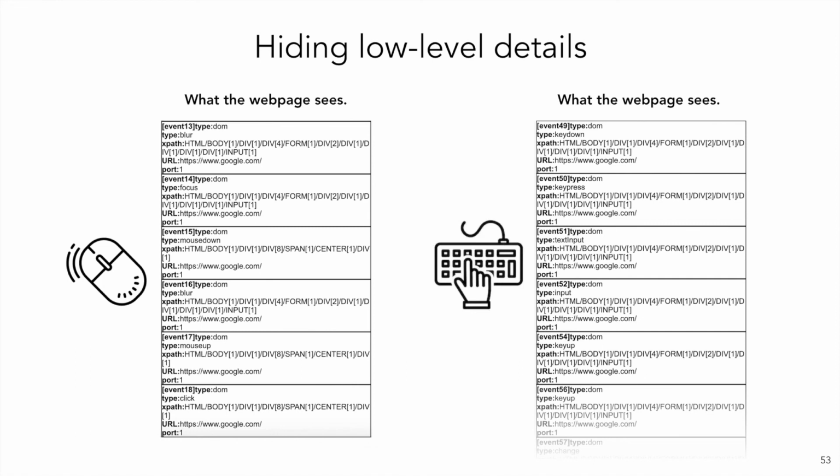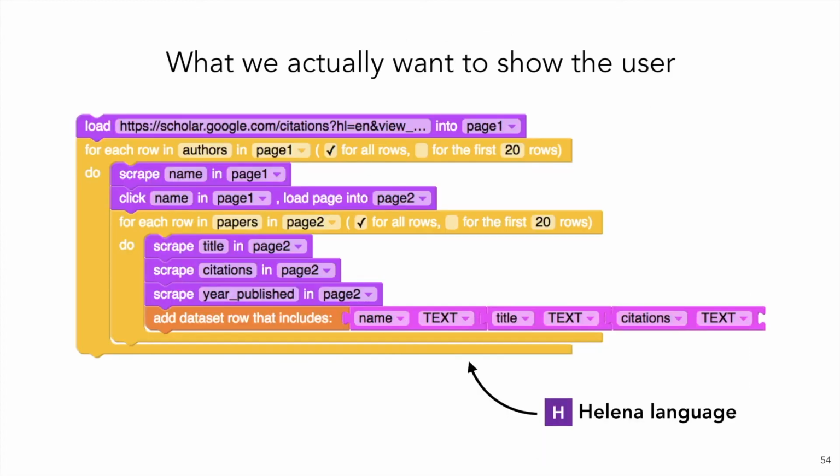And all of the stuff is pretty ugly, and you wouldn't even want to show it to an expert programmer. You certainly don't want to show it to a non-expert programmer. What we really want to show the user, of course, is this high-level language. And here you can see we've highlighted that this is the actual Helena language.